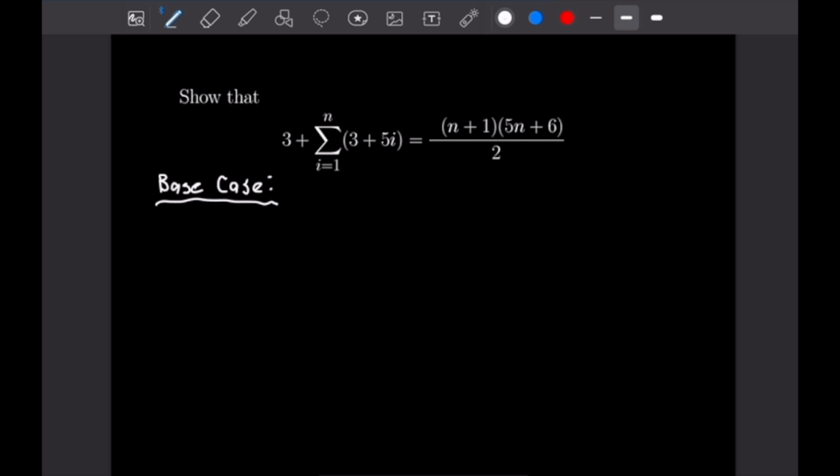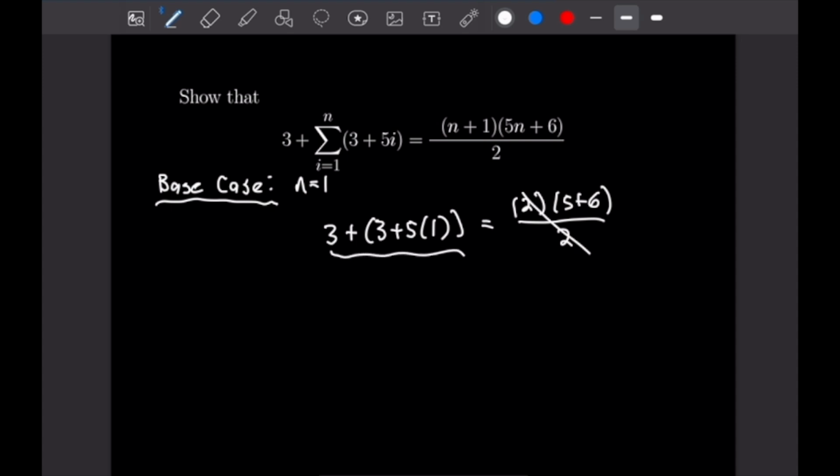For this example, we're going to have our base case be when n is equal to 1. So when n is equal to 1, we'll have this for our sum: 3 plus 3 plus 5 times 1. And that's going to equal 2 times 5 plus 6 over 2. We can see that these 2's will cancel, and 5 plus 6 will give us 11. And the left-hand side will give us 8 plus 3, which is also 11. So that proves our base case.